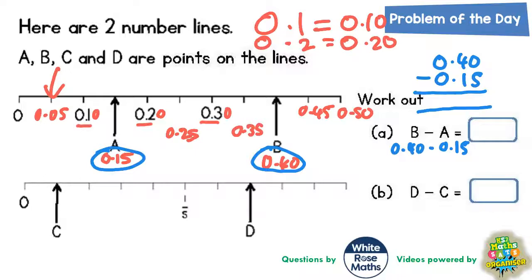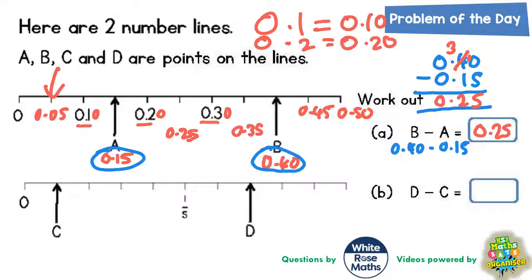0 take away 5 we can't do, so we'd borrow from the 4 and call that a 3, and the 1 we've borrowed makes the 0 into a 10. 10 take away 5 is 5, 3 take away 1 is 2, and 0 take away 0 is 0. Put your decimal point in, and your answer for that first question is 0.25.